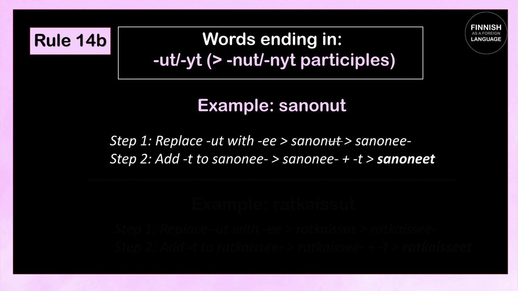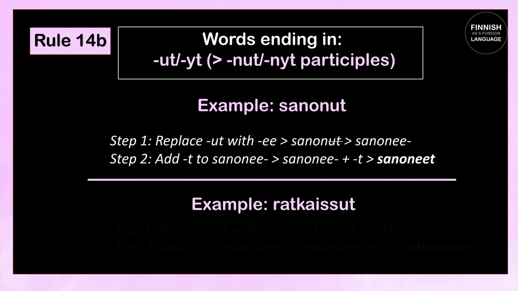Now, if you wonder when do we even need the word sanoneet, for example, when we want to form the perfect tense and we want to say, for example, we have said, then it would be olemme sanoneet. We have said. All right, let's take another example. Ratkaissut. Yes, it's not a -nut or -nyt ending, it's a -ssut or -syt ending, but it still belongs to the -nut or -nyt participles.